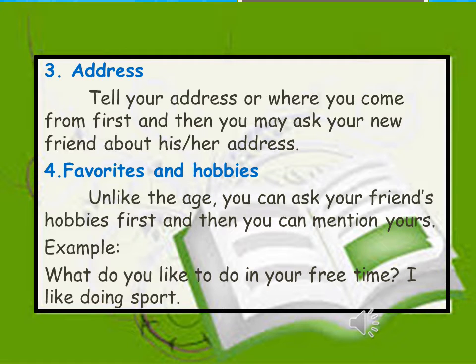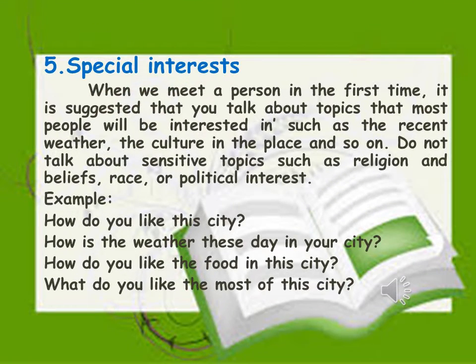Fourth is about favorites and hobbies. Unlike the age, you can ask your friend's hobbies first, and then you can mention yours. Example, what do you like to do in your free time? I like doing sport. Fifth is special interests.